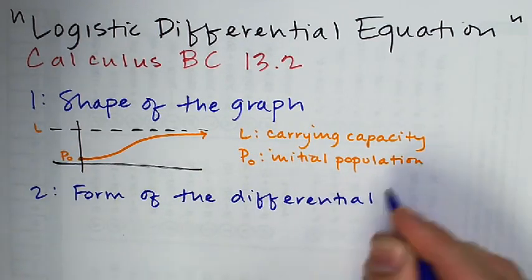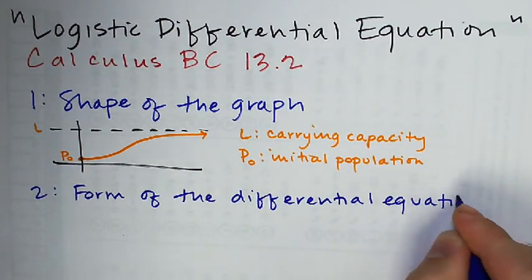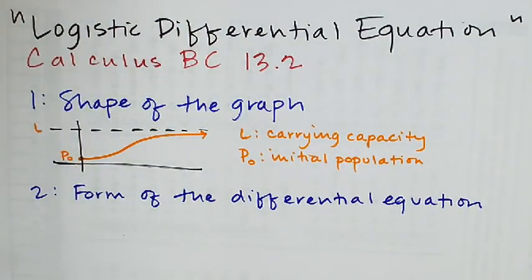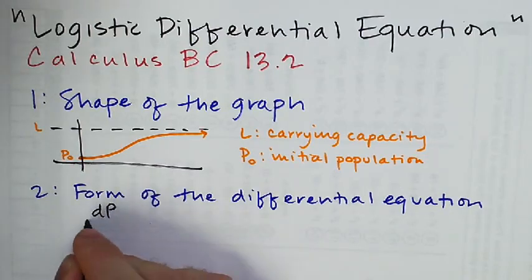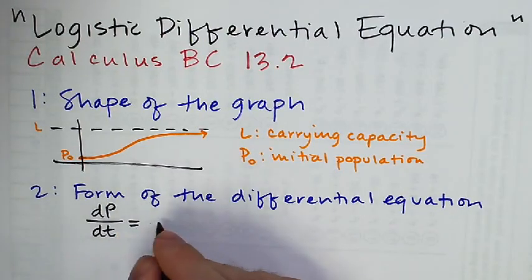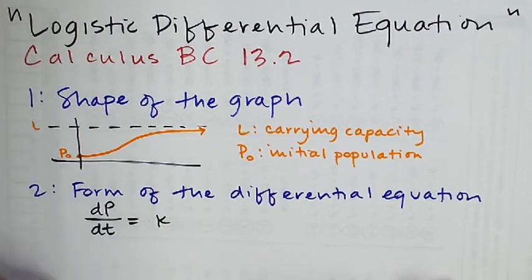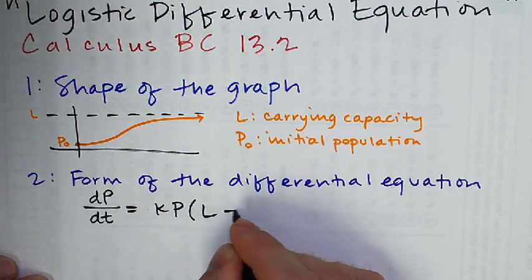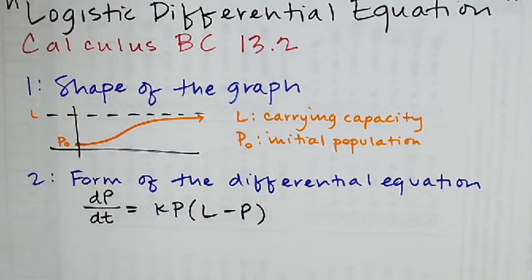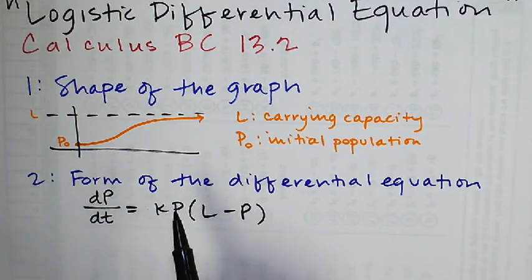This is where they write it as the rate of change of population with respect to time is given by some number times the dependent variable times some other number minus the dependent variable. K times P times L minus P. It doesn't always look like this, but really it's got a linear and a negative quadratic term in the dependent variable.